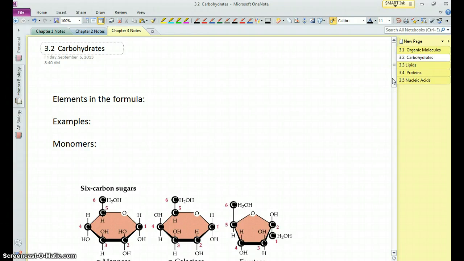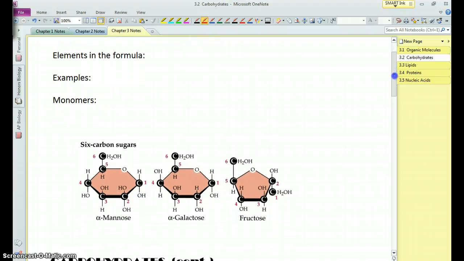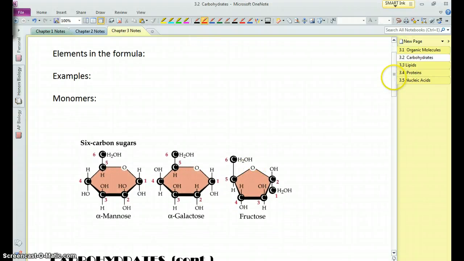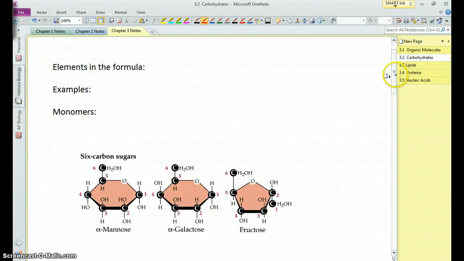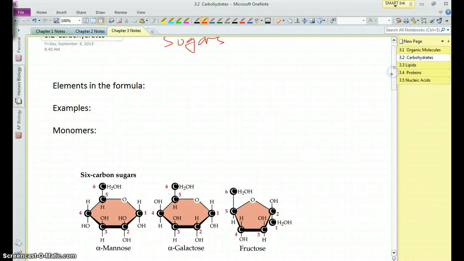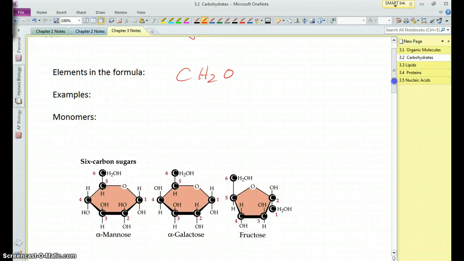Okay, now let's talk about section 2, the carbohydrates or the sugars. Here are some basic types of sugars here. And when you look at them, you'll notice they all have the same general formula. That is, they have one carbon to two hydrogens to one oxygen. And so your basic sugars or your sugar monomers will always have this ratio.